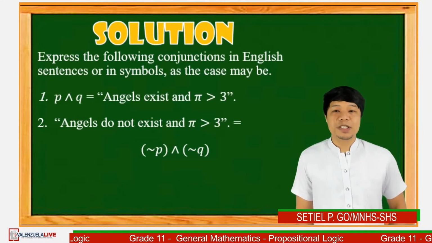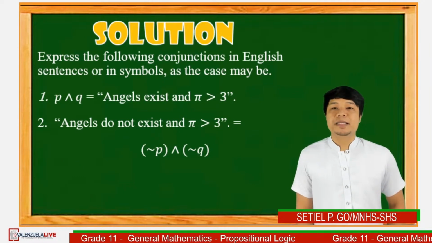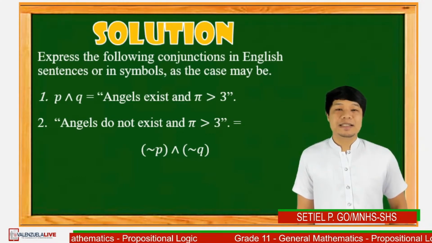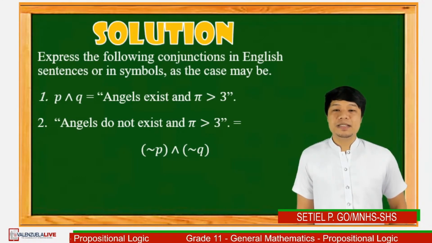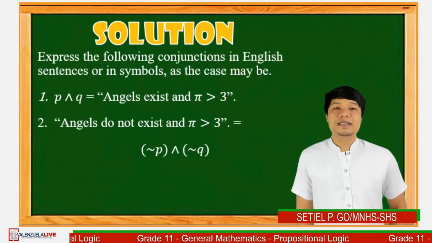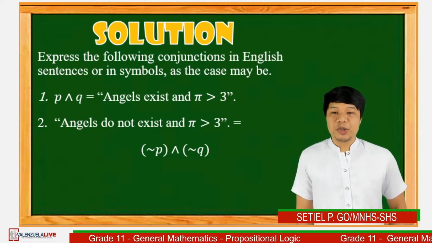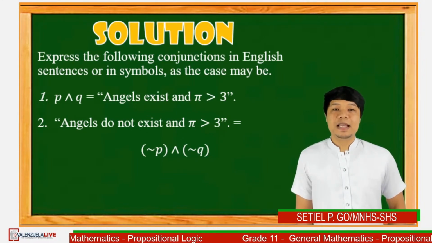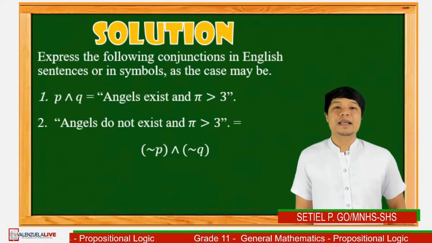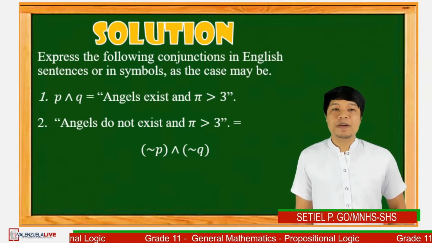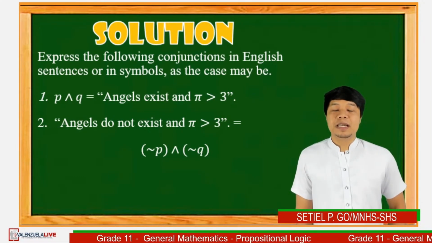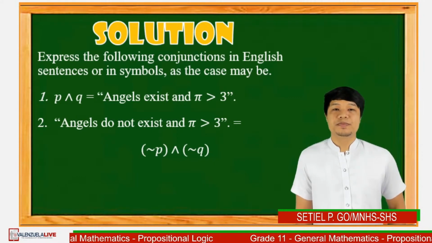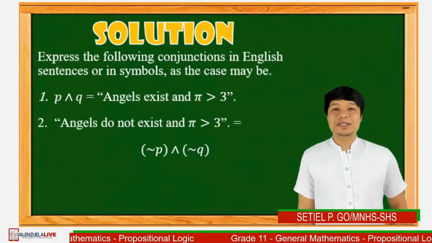So let's reveal the solution. In number 1, the conjunction of P and Q is equal to the English sentence, which is angels exist and pi is greater than 3. While in number 2, the English sentence is angels do not exist and pi is greater than 3. This is equivalent to this symbol. It is the conjunction of the negation of P and the negation of Q. Can you still follow, grade 11 students?